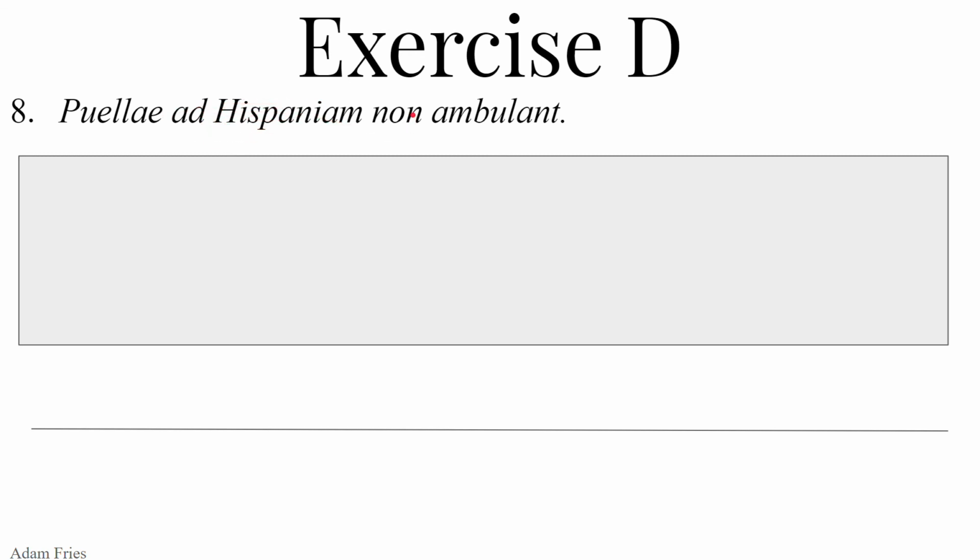Non, oh wait, they're not doing it. So this is the adverb non, negating the verb, not. Ambulant, from ambulo, ambulare, ambulavi, ambulatus. So third person plural, they do not walk. Well, who don't? Oh yeah, the subject, puellae. So the girls do not walk. The girls are not walking to Spain. Well, I hope not. Seems like it'd be a long way, depending on where they are, of course. The girls do not walk to Spain.